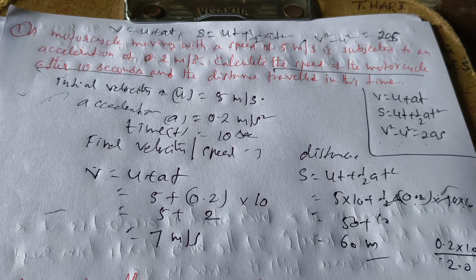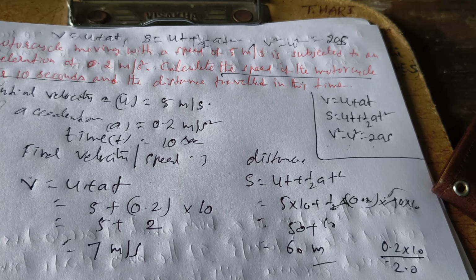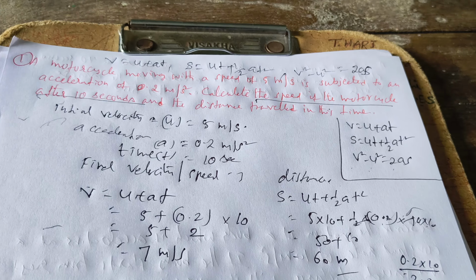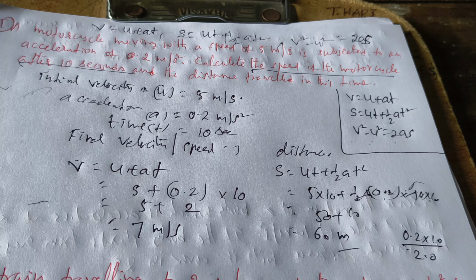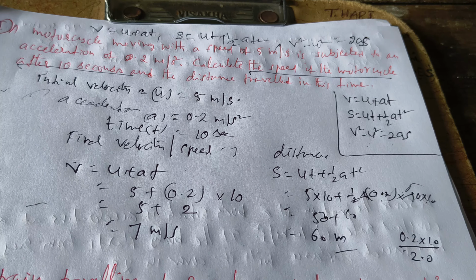Class 9 students, as we already derived three equations of uniformly accelerated motion: v equal to u plus at, s is equal to ut plus half at square, and then the third one, v square minus u square is equal to 2as. So based on these equations, let us solve some problems in detail with a simple explanation, step by step.